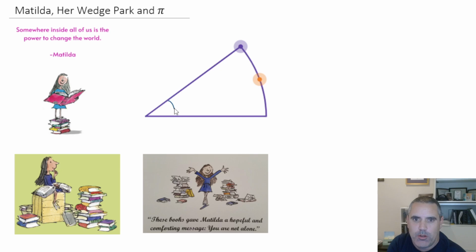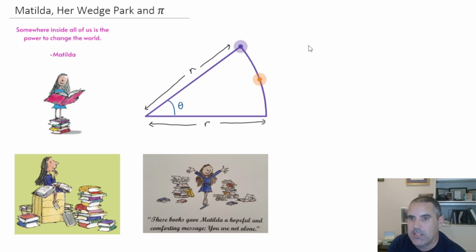They say you have this park. The angle here is theta. Matilda definitely doesn't need our help because Matilda's really smart, if you've read that book. But they tell you this is R, this is R, and they tell you the perimeter.